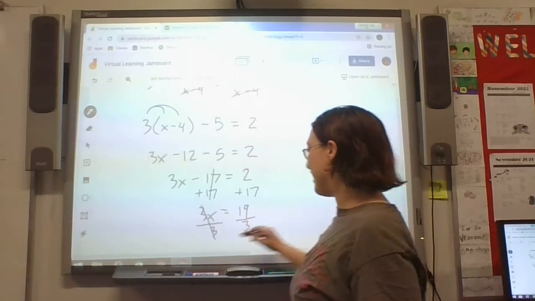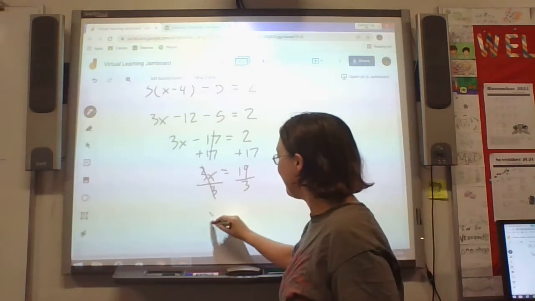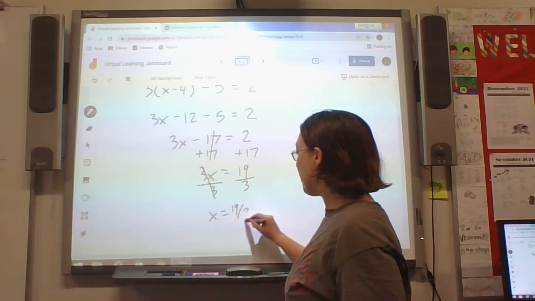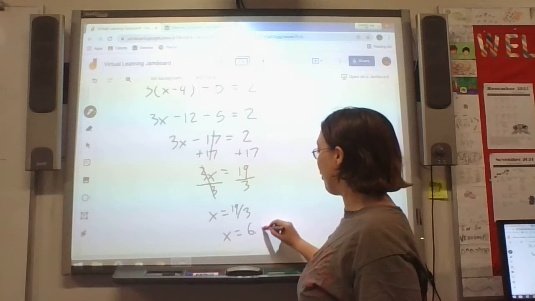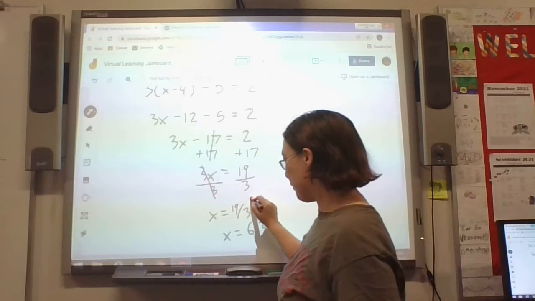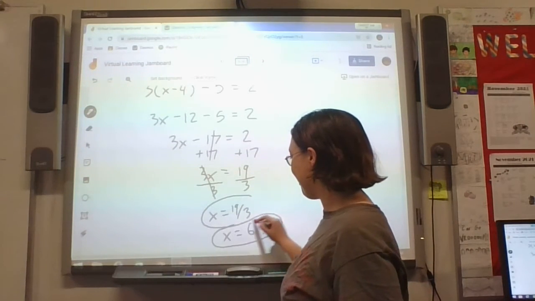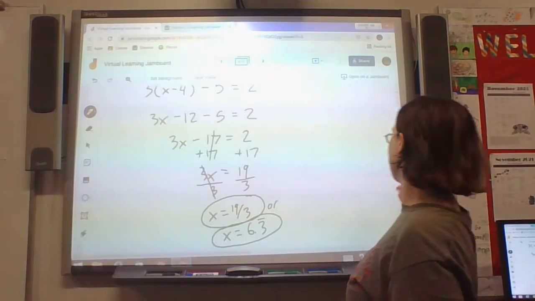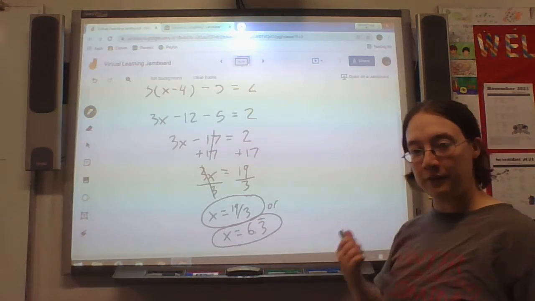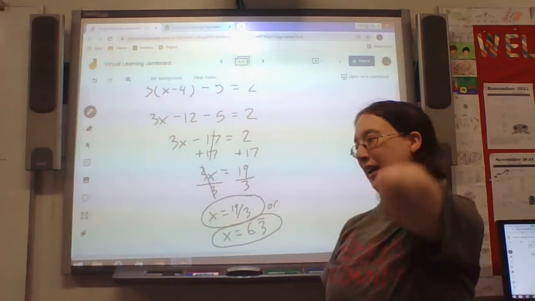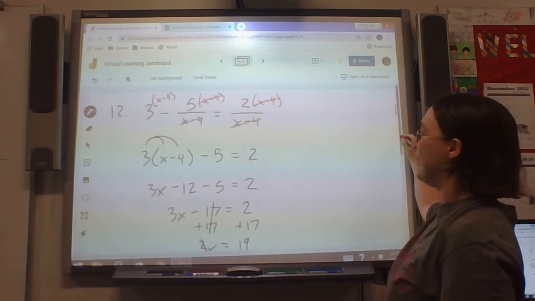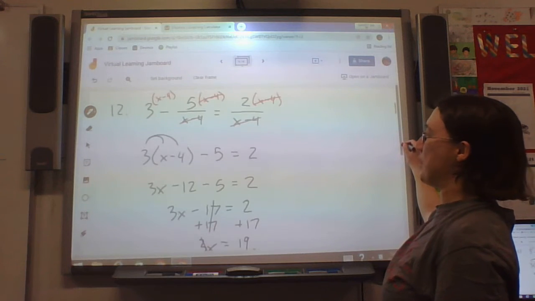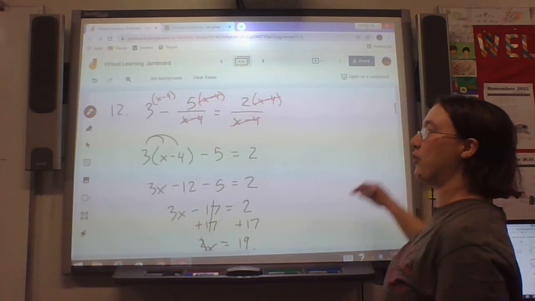And if you left that as 19/3, that's fine. If you're a decimal fan and you called that 6.3 repeating, that's also fine. Either or, so either this or this. Cool. And then since we got fractions, the last thing we want to do is go back and double check and make sure that's not going to give us 0 on the bottom of our fractions. And sure enough, 6.3 repeating minus 4 is not going to give you 0. Yay.